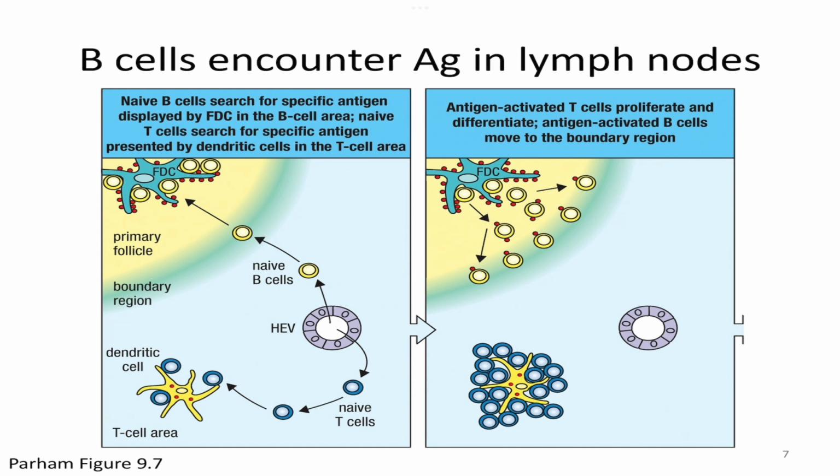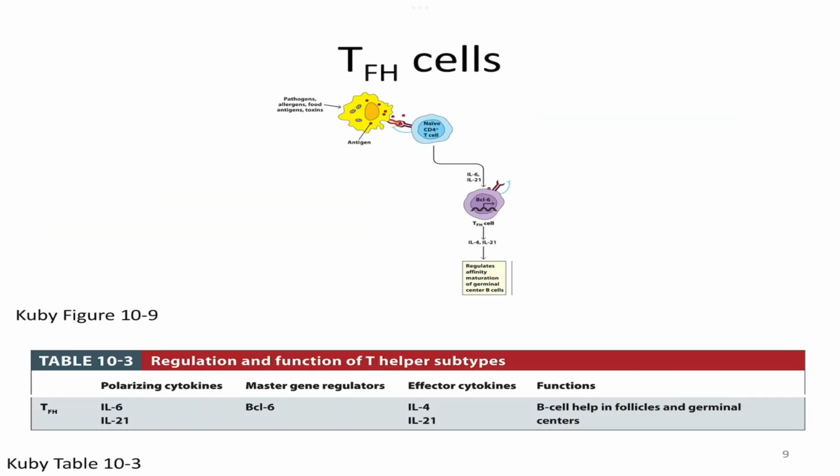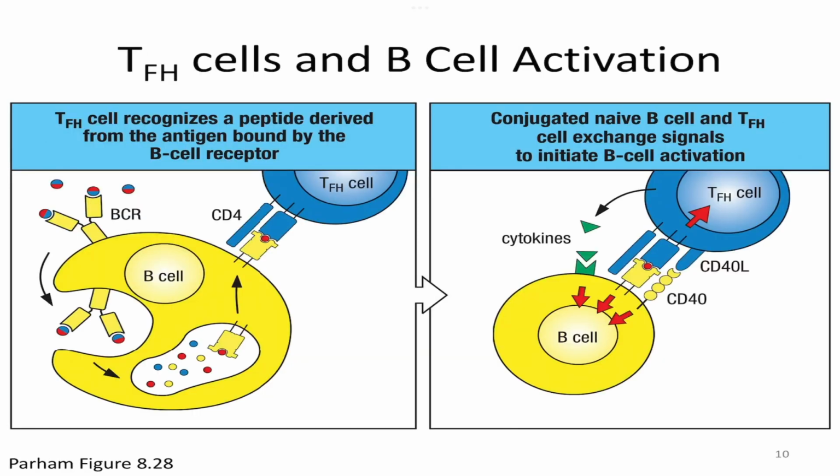So you can see that we're going to be looking at this process in the follicle. And so happily we have our T follicular helper cell in the follicle. And our T follicular helper cell is going to make some cytokines as well as CD40 ligand in order to help B cell activation. And you can see this here.